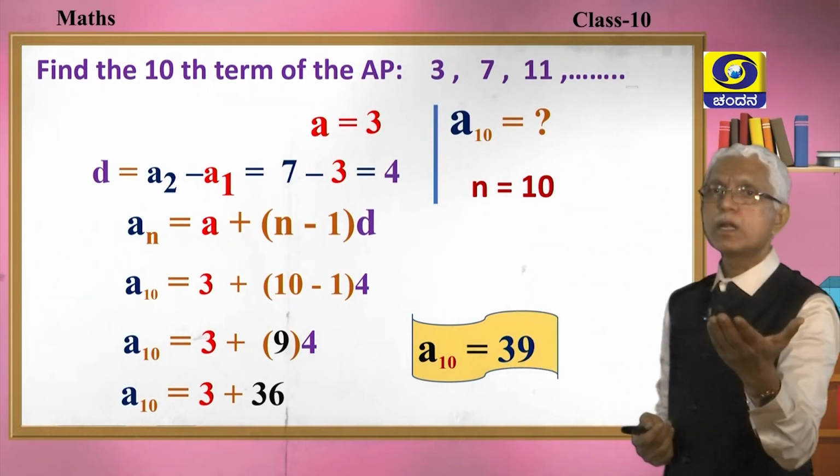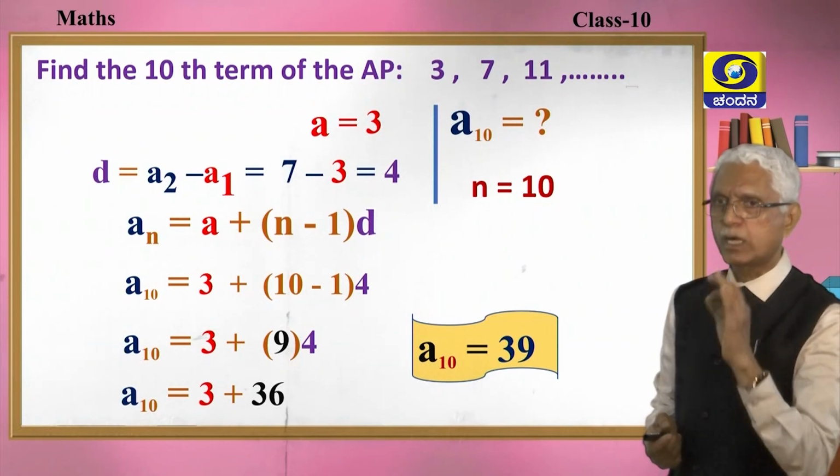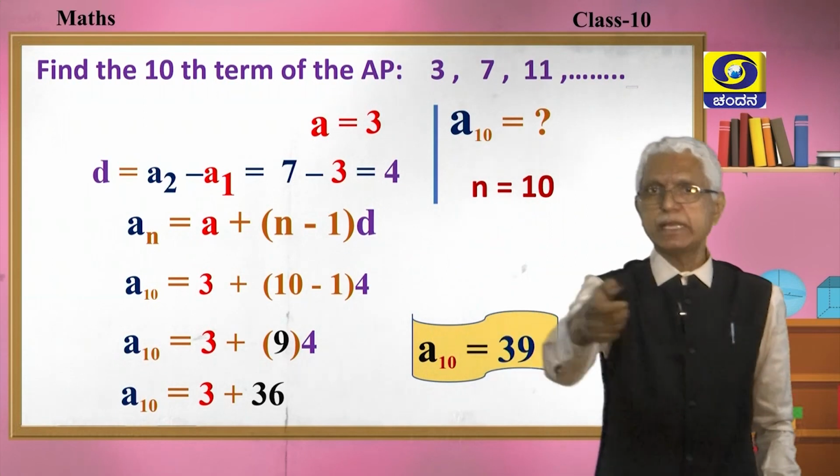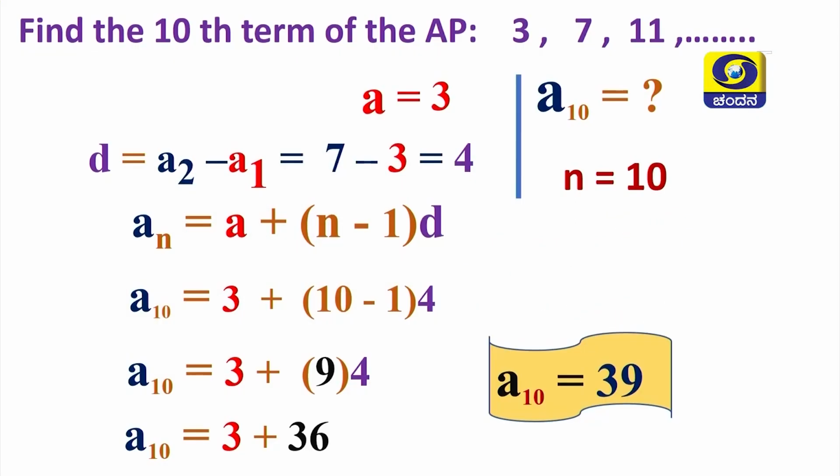Correct? Now you want the 10th term. What is the formula we use? an is equal to a plus (n minus 1) into D. Correct? But you want the 10th term, no? So a10 is equal to 3 plus (10 minus 1) is 9, 9 into 4, 9 4s are 36, 36 plus 3 is 39, therefore the 10th term is 39.